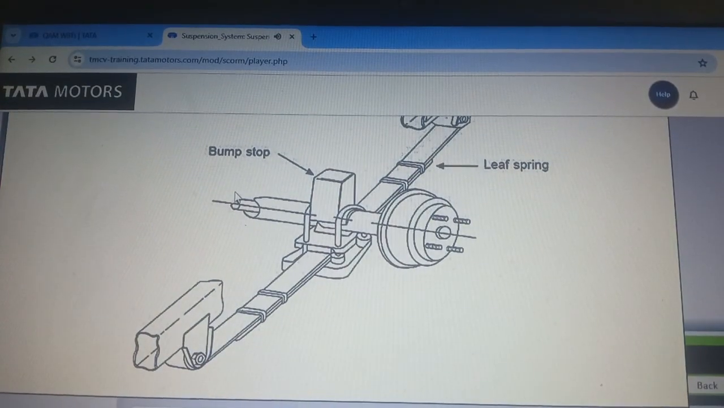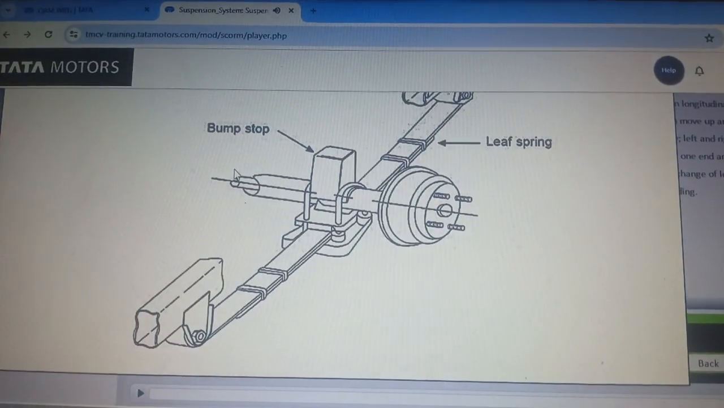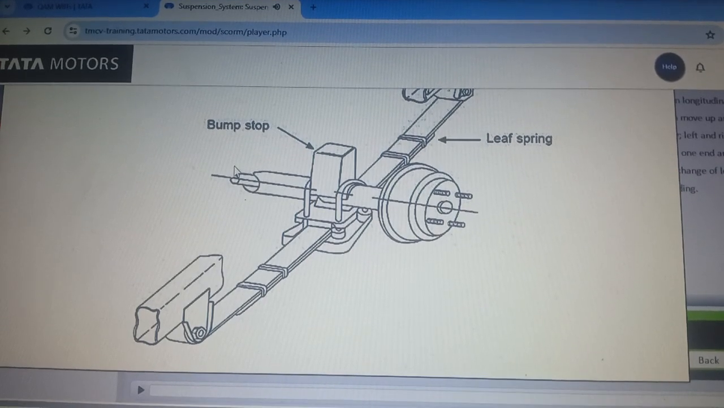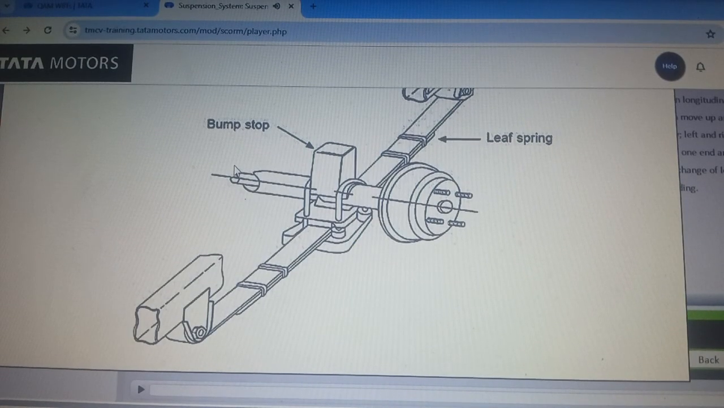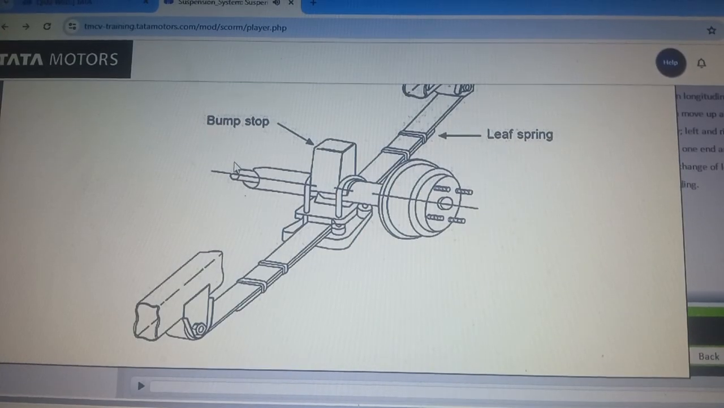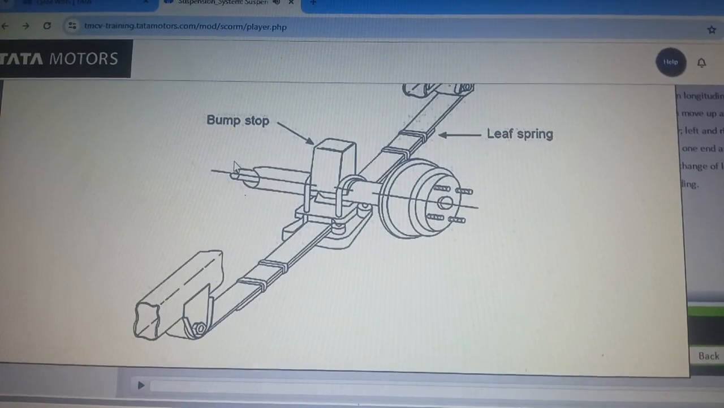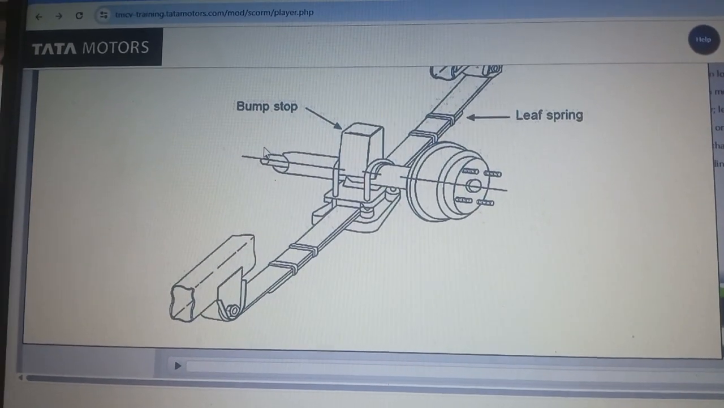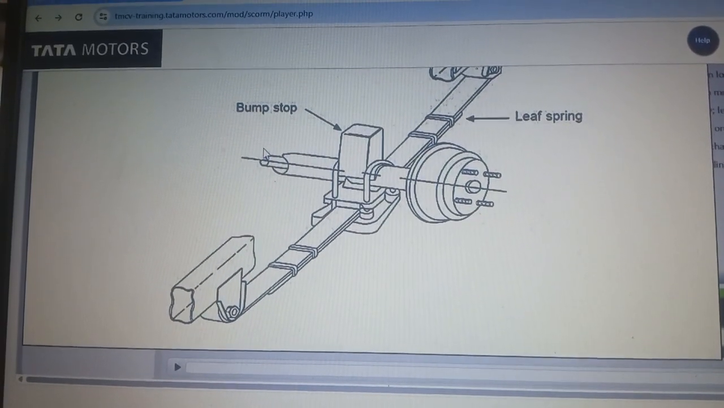Rigid suspension. In a rigid suspension, the axle is mounted on longitudinal leaf springs, which are compliant vertically, can move up and down, and stiff horizontally, cannot move laterally, left and right. The springs are pin connected to the chassis at one end, and to a pivoted link at the other. This enables the change of length of the spring to be accommodated due to loading.